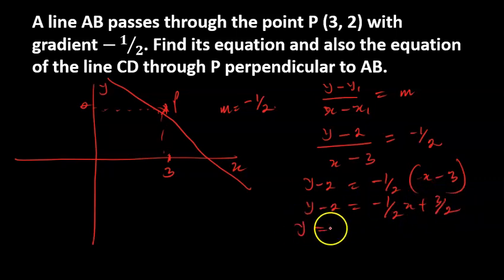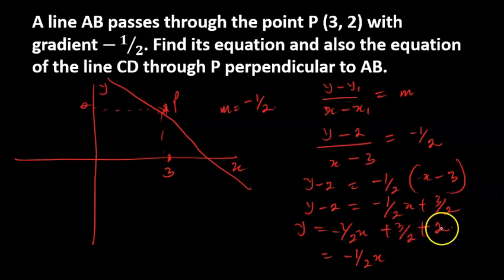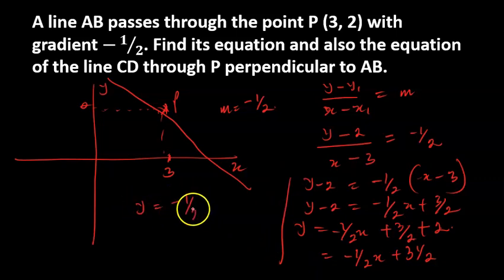Now Y is equal to -1/2 X plus 3 over 2. The minus 2 moves to the other side to become positive, plus 2. Now this is equal to -1/2 X, now plus 3 over 2 plus 2. That's 1.5 plus 2, that's plus 3.5, which means I can write this boldly as Y equals -1/2 X plus 7 over 2. Now, that is the first part of the question.